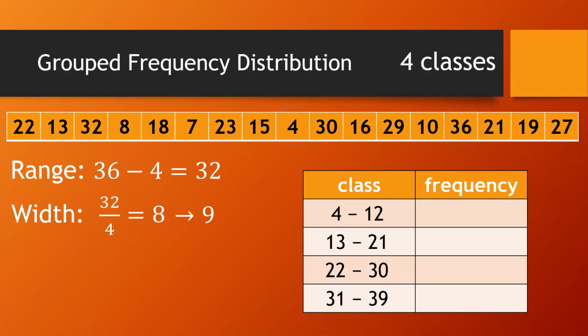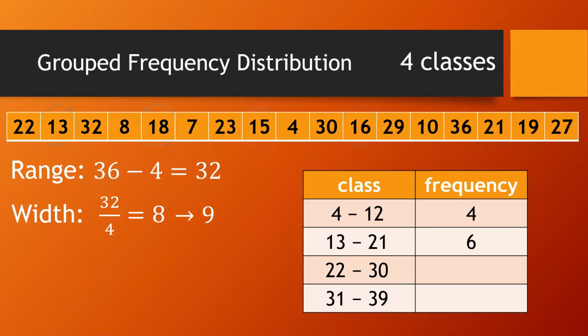Now the easy part. We just need to do some counting. So for the first class, which is from 4 to 12 inclusive, we'll find all the numbers that fall within that range. And we can see that there are 4 numbers that fall in that first class. The next class is everything from 13 to 21 inclusive. And there are 6 numbers that fall into that range of values.